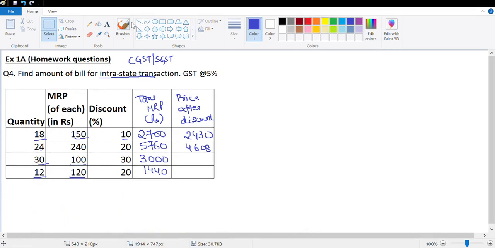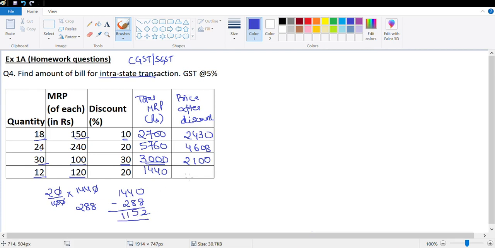In case of the third one, the discount is 30%, so 30% of 3000 is 900, which means the discounted price is 3000 minus 900, that's 2100. In the last case, there is a discount of 20%, which means 20 upon 100 into 1440, so the discount is 288 rupees, and the discounted price will be 1440 minus 288, that's 1152. So this is just the price of the product, no GST taken into account yet.